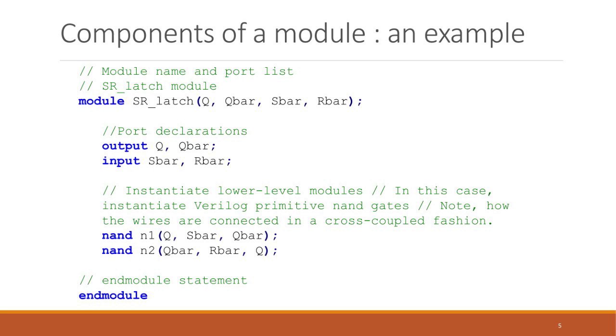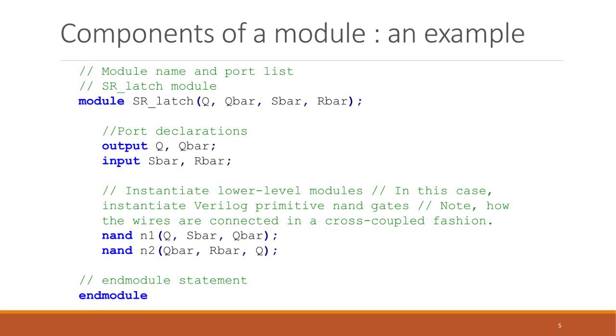For these primitive gate modules, the first signal is the output of that particular gate. In this example, this is the output of the NAND gate, and the remaining signals connected to it should be the inputs to the gate. We'll discuss gate level modeling in more detail in the next lesson, so you can learn about these things there as well.